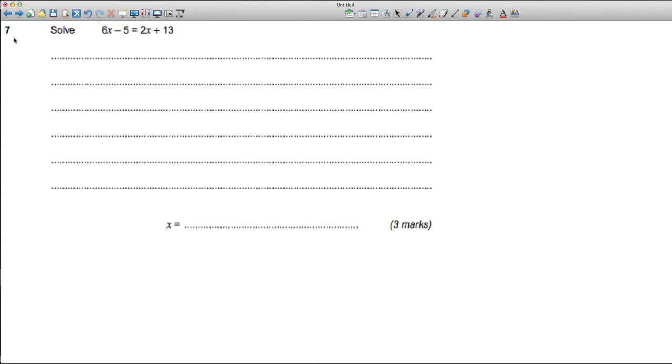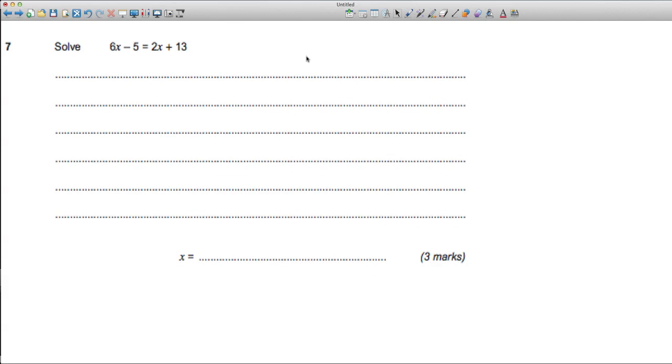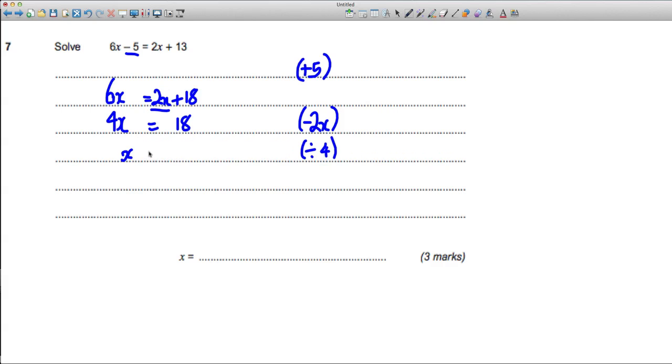Question 7. Solve the following algebraic equation. Very, very easy question for 3 marks here. Let's always make sure we get these right. There are x's and numbers on both sides. Let's first of all deal with this -5. Let's add 5 to both sides. And we would get 6x equals 2x plus 18. Now let's get all the x's together. Let's subtract 2x from both sides to remove that 2x. We'd have 4x is equal to 18. Then we divide both sides by 4 and we would get x is equal to 18 divided by 4, which is 9 divided by 2, which is actually 4.5.